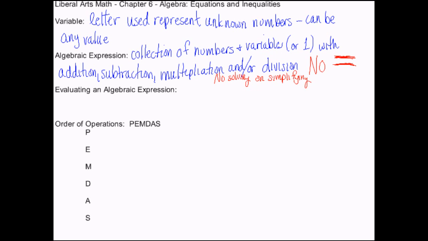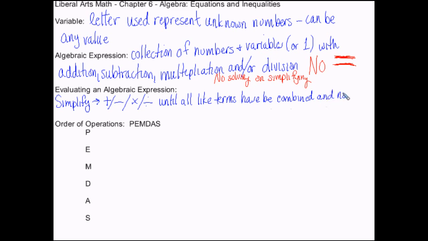In order to evaluate an algebraic expression, we're going to simplify, and we're going to add, subtract, multiply, or divide until all the like terms have been combined, if possible, and no further operations are possible. So we can't add or subtract or do anything else anymore. That's what it means to simplify: to combine everything that you can, and then you stop.